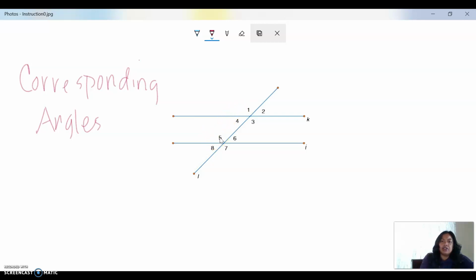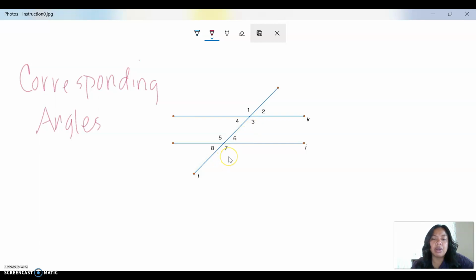Okay, let's look at another one. Angle number 2, its corresponding angle, is on the top right-hand side of the parallel line. When we go to the next line, line J here, the top right-hand corner is angle 6. Angle 6 corresponds to angle 2. They're in the same location. Same as angle 4 and angle 8. They're in the same location, bottom left. And angle 3 and angle 7 are in the same location, bottom right-hand corner.